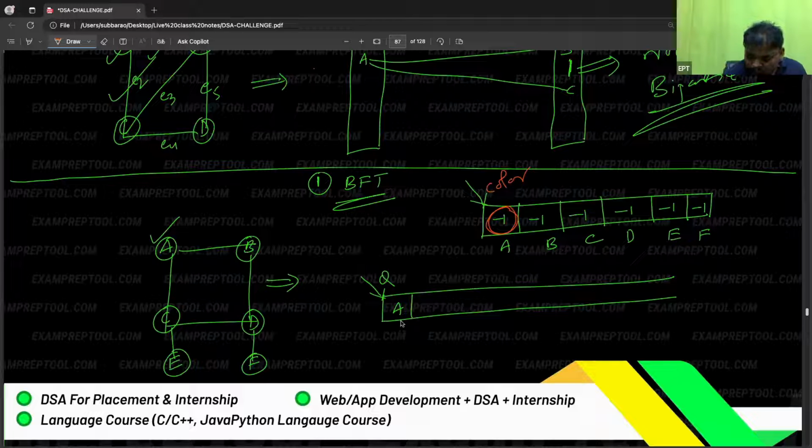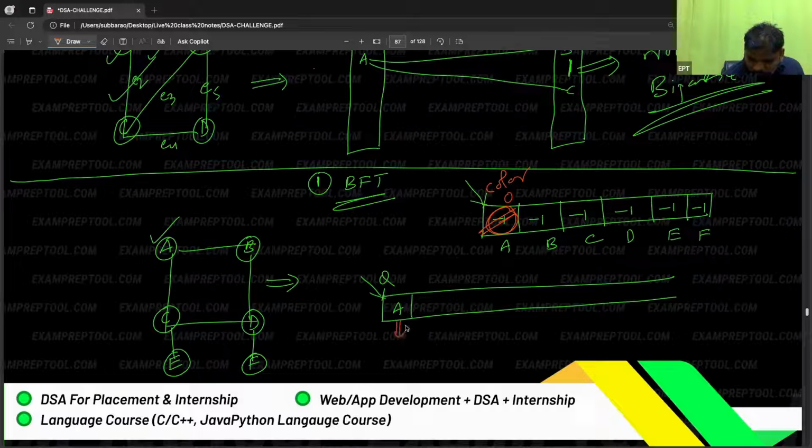So before starting from A, ask what is the color of A. The color is -1. So you can keep any color; let us assume his color is 0. If -1, make it 0 and keep that person inside. A's color was initially -1, I kept it as 0, and I kept A inside the queue.